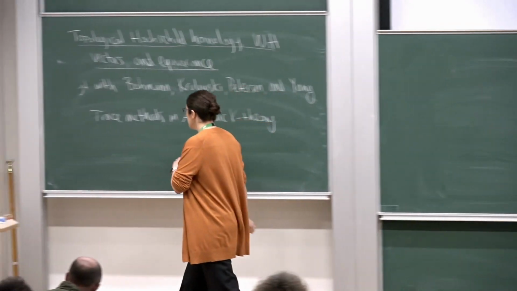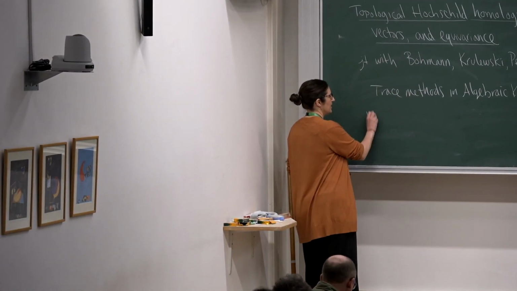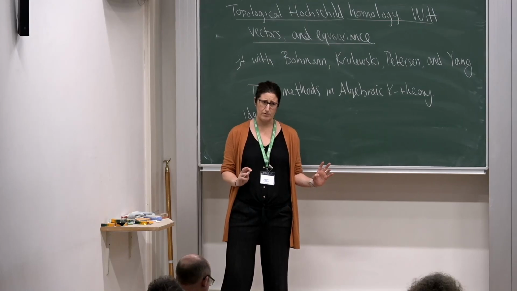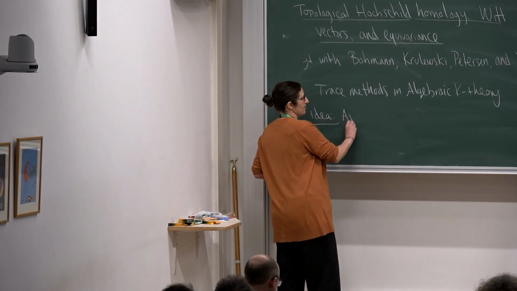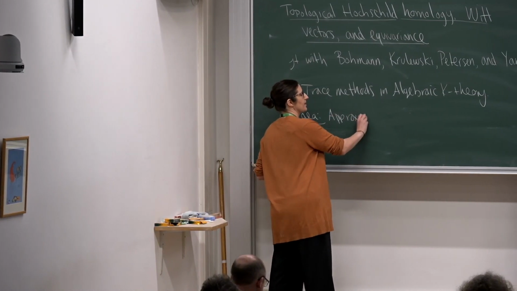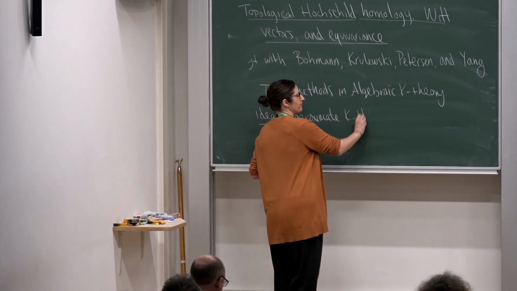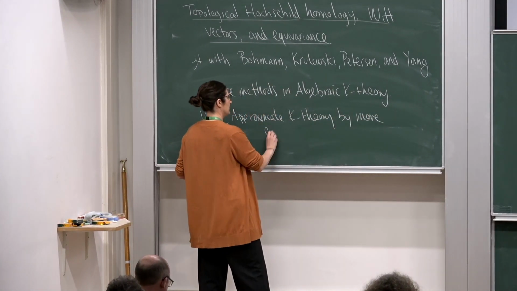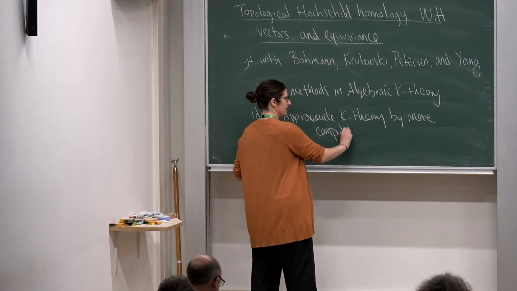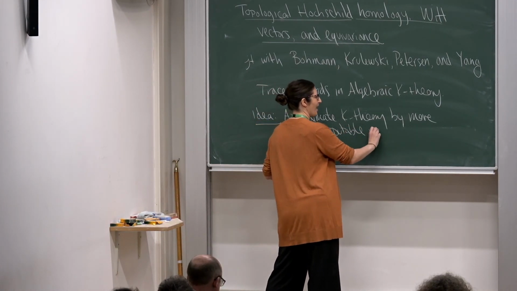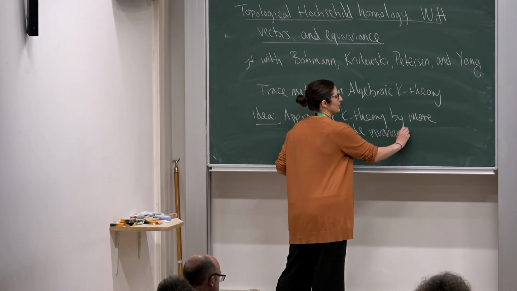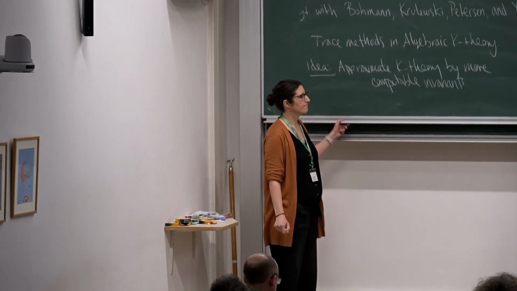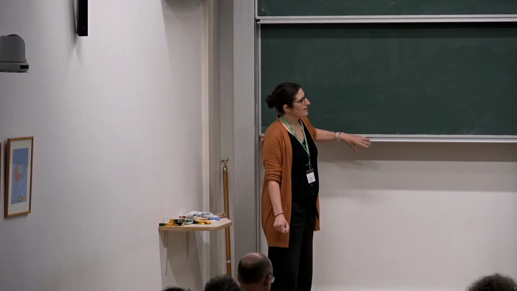And I'm going to tell you about the approach, but the idea that you should keep in mind is simple enough. The idea is just K-theory is hard to compute, so let's try to approximate it. So we're going to approximate K-theory by more computable invariants. If you get lost in the trace methods discussion, you can always come back to that: this is our goal. We're trying to approximate K-theory by things that we have a better chance of being able to get a handle on.